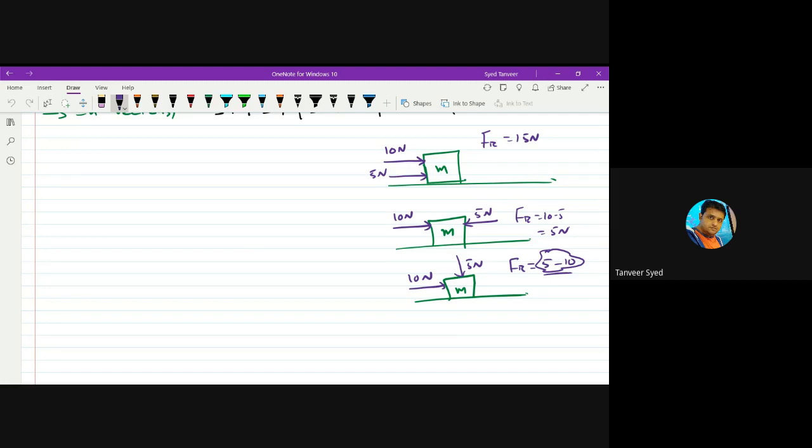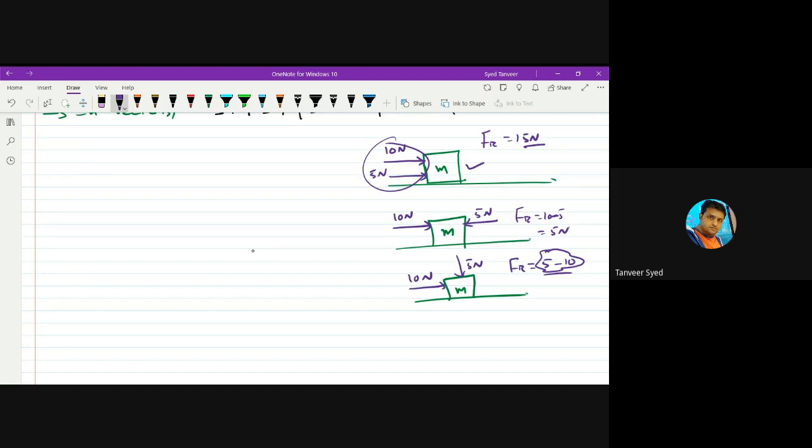What are we doing in all these situations? We are adding the forces. As force is a vector quantity, you don't always get 10 plus 5, 15. In this case, it is 10 plus 5, 15. But here, even though we are adding the forces, we are doing subtraction because this 5 Newton is acting in the opposite direction. As direction has significance, 10 Newton towards right and 5 Newton towards left are not the same as this situation.